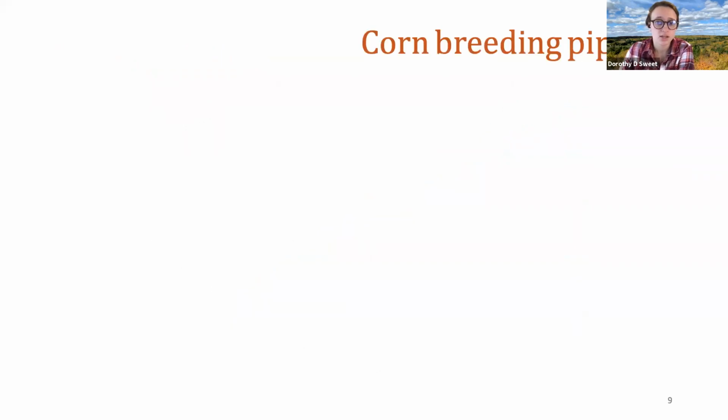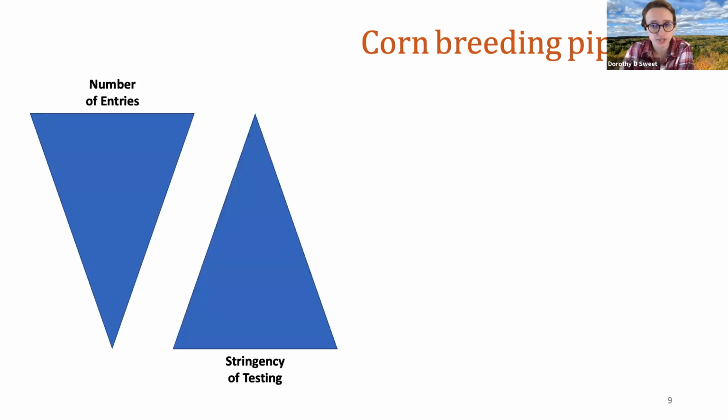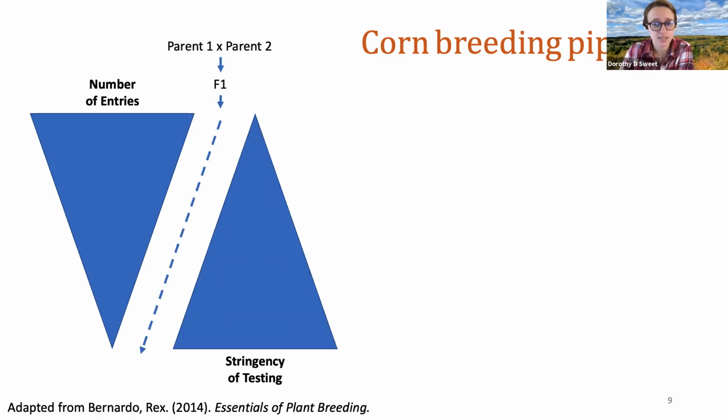So now let's talk a little bit about the pipeline that breeders use to make those improvements. This is a very simple diagram of the plant breeding system. This first triangle on the left represents the genetic variation present and the number of entries. And this triangle on the right represents the stringency of testing, or the number of locations that all of those entries are tested at. As a beginning to the path for breeding selection, many inbred lines are created from the inbreeding of offspring from 2 inbred parents.